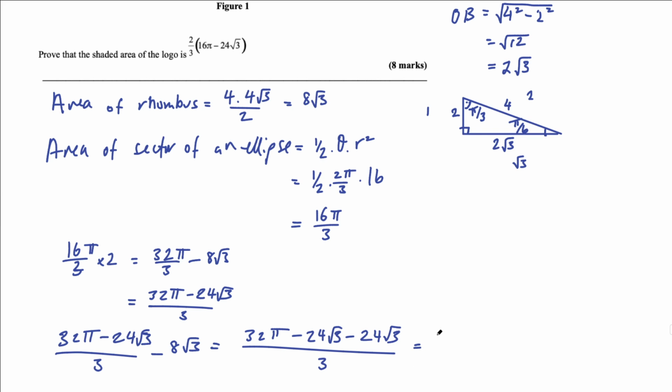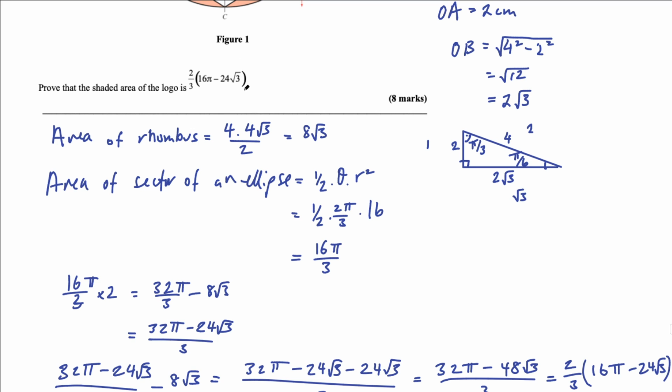Simplifying this, we would have 32 pi, take 48 root 3 over 3, and then factorize out 2/3. Factorizing 2 out of both of those terms, we'd have 16 pi, take 24 root 3. And that was what they were asking us to find.